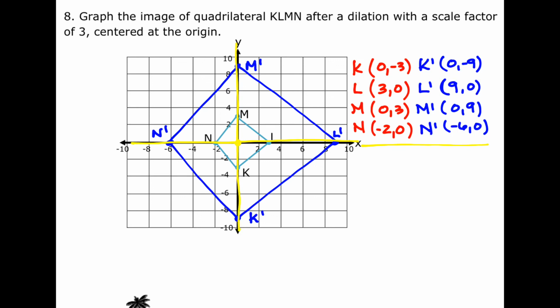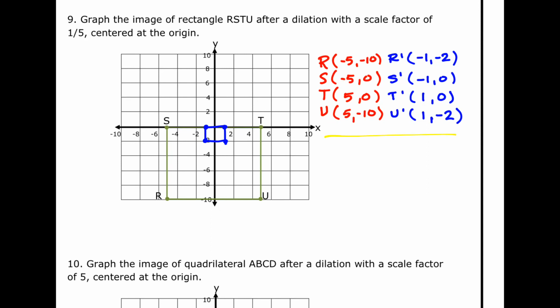Perfect. Verify your coordinates, verify your drawing, find your center of dilation, connect your corresponding vertices. These two sets lie right on the axis. And then the R's line up like this, and the U's line up like this.